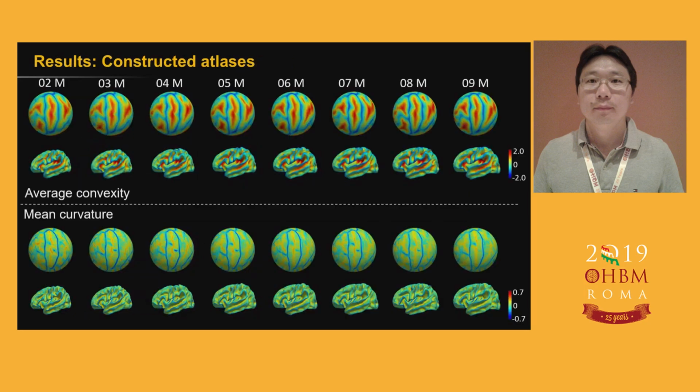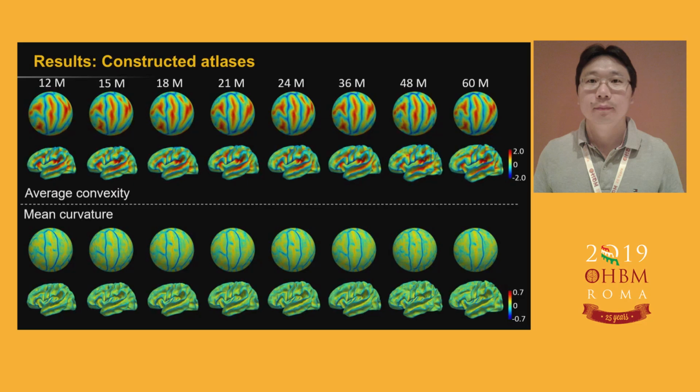This is the reconstructed surface atlas from 2 months to 9 months. It's a month-by-month atlas. We have average convexity and mean curvature. We also have sulcal depth, but I didn't show it here. We can see that during the first 9 months, there are region-specific changes, especially in the high-order association areas. And in this atlas from 12 months to 16 months, we can see that even after 1 year there are still substantial changes, and the development pattern is also region specific.